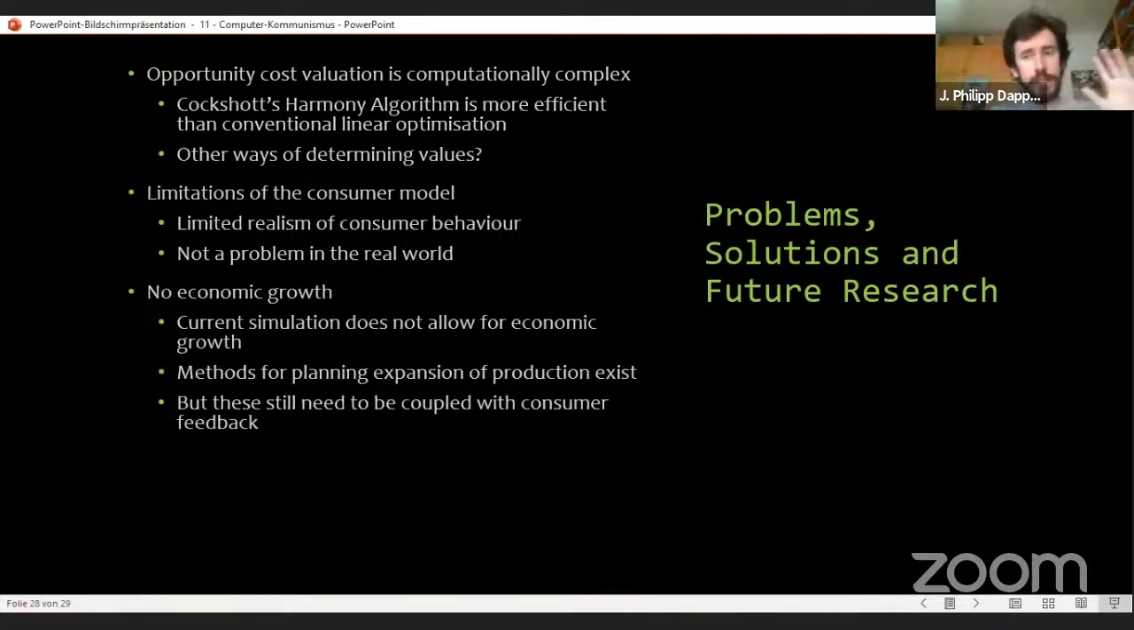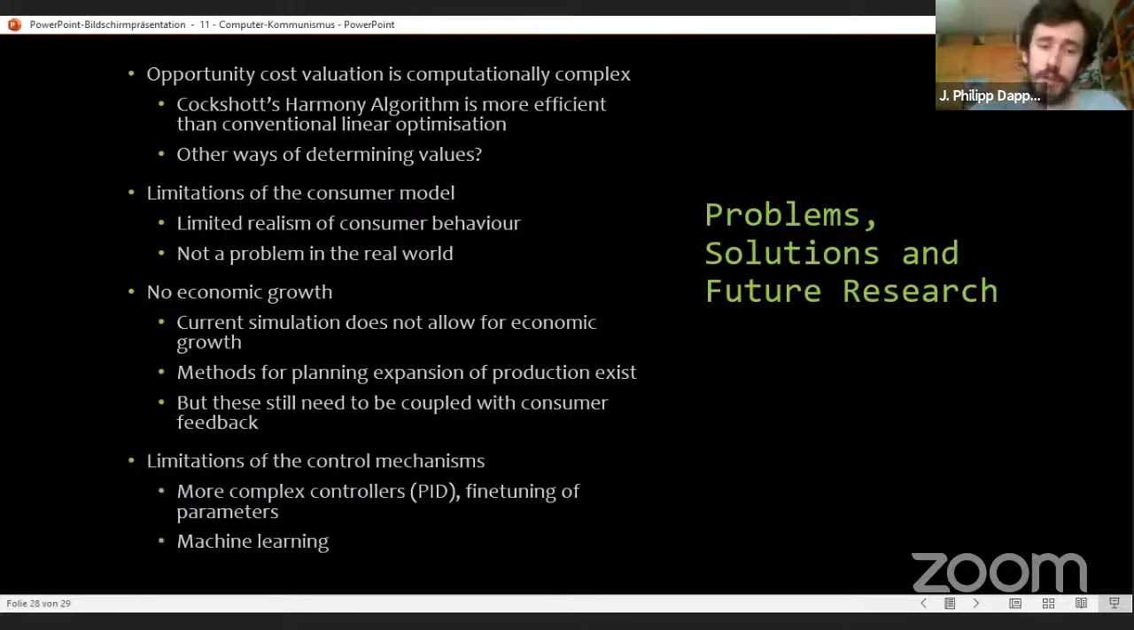There's another limitation in my simulation, which is that it currently doesn't allow for economic growth, which some people might also consider a good thing, but has to do also with a more general limitation that capital stocks are fixed in the simulation at the moment. But there are methods for planning expansion of production and changes in the capital stock as well, which exist in the literature, but which I have not implemented in the simulation yet. So we still need a model which combines this long-term planning, which also allows for economic growth or changes in capital stock, with consumer feedback. Okay, that doesn't exist in the literature yet, as far as I know.